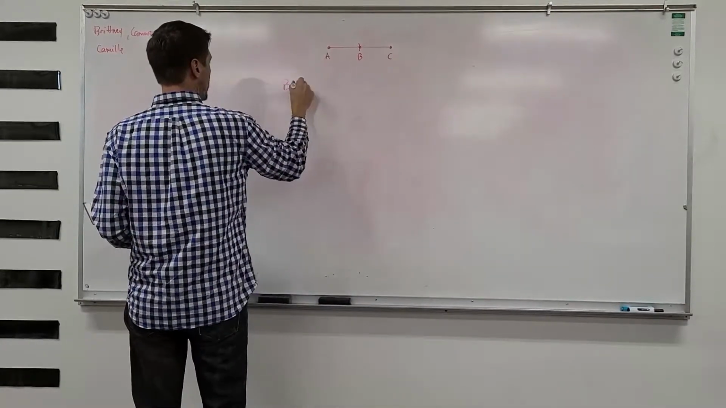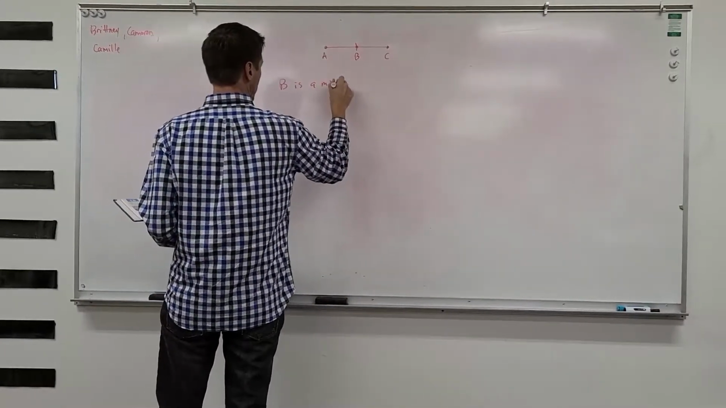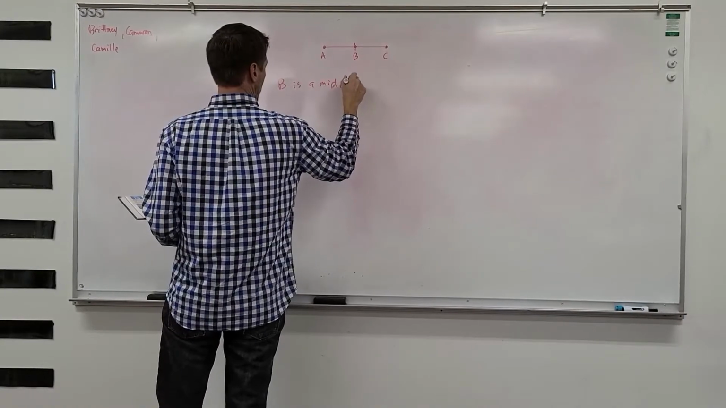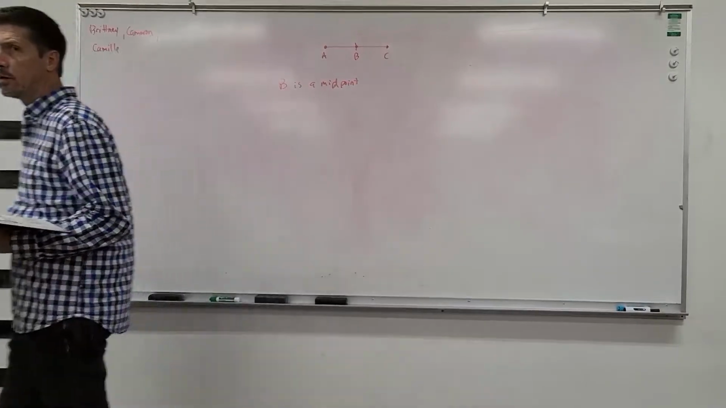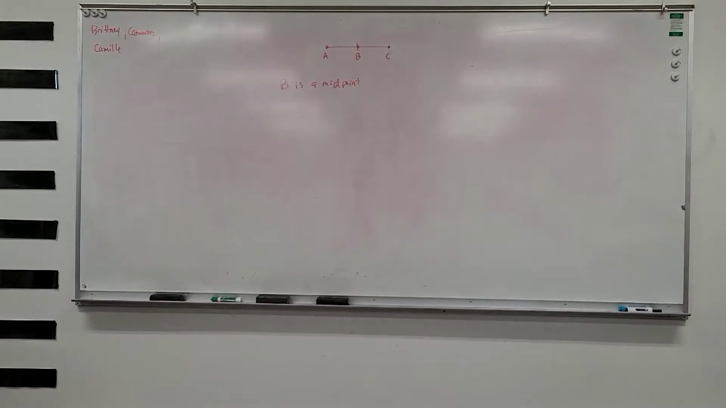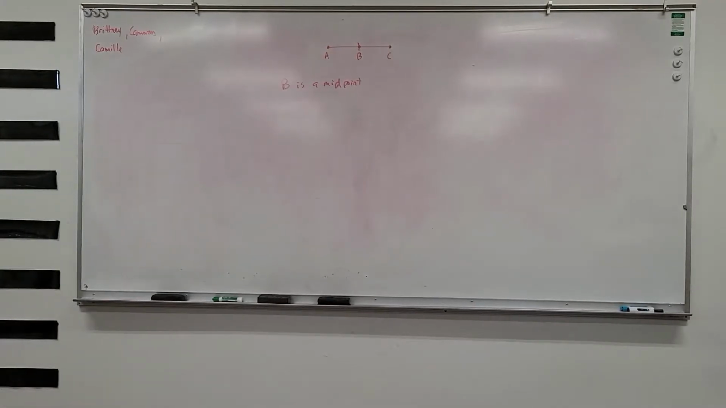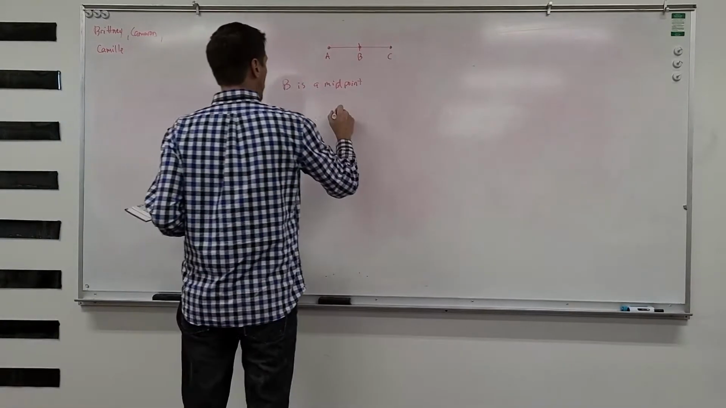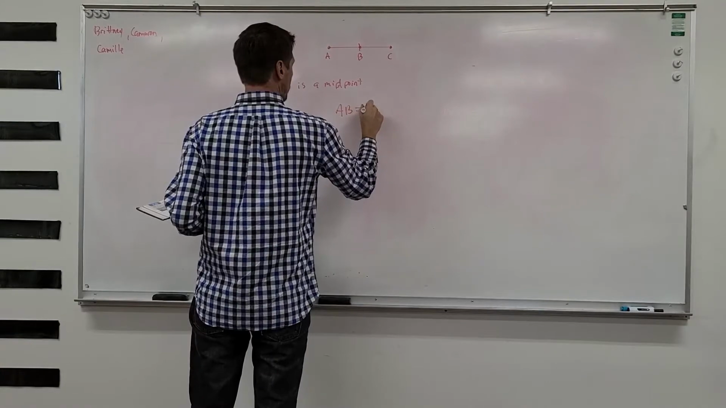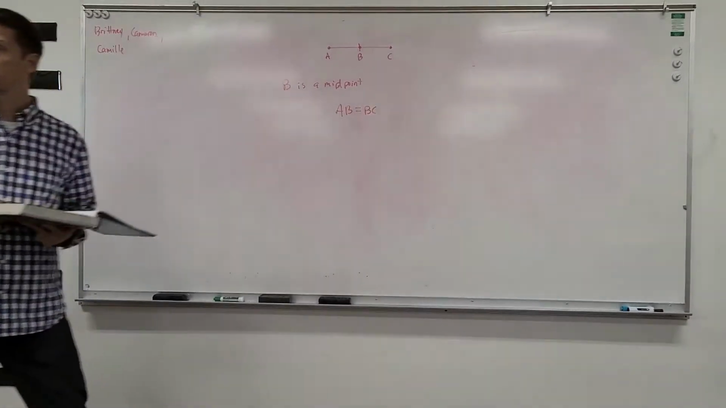If I say that B is a midpoint, then what do you assume about B? It's in the middle. It's right in the middle, right? It divides segment AC in half. And so that means that AB equals BC, right? If B is a midpoint.